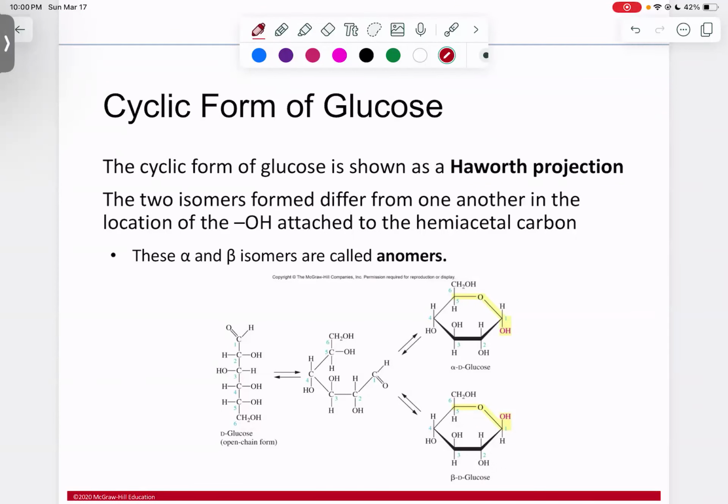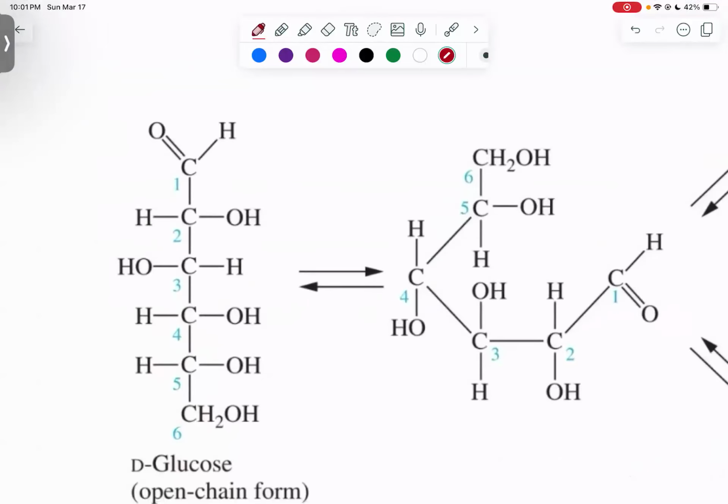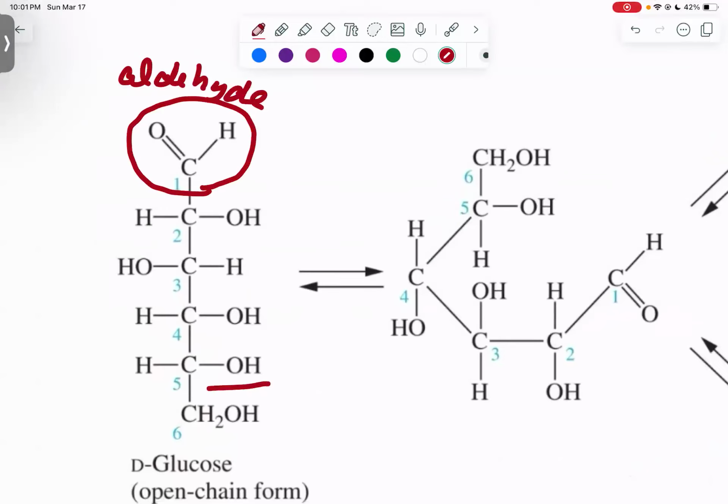Okay, so why does this matter for glucose? Well, this is exactly what happens when glucose turns into a cyclic molecule. And when we turn it into a cyclic molecule, we call this a Haworth projection. And so I'm going to show you exactly what can happen. So remember how we said we needed something that was an aldehyde, and we need something that is a hydroxyl. And that's exactly what we have.